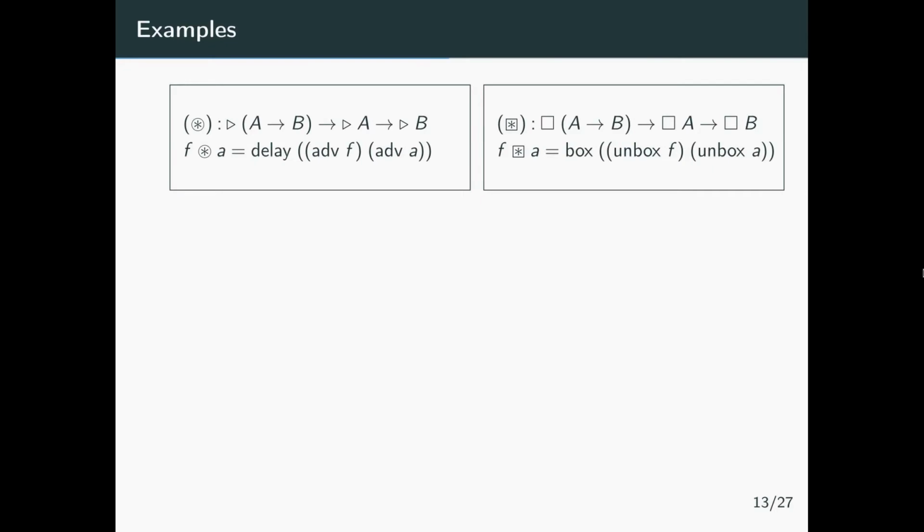Okay, so let's look at some examples in the actual language. So first of all, these tokens have nice behavior. They are both applicatives, right? So if you have a later A to B and a later A, you can get a later B. And what do you do? Well, you delay, then you advance two times and you apply the function. And similarly, the box has an applicative structure, right? You have a box A to B and a box A, you get a box of B. And what do you do? Well, you box and you unbox appropriately.